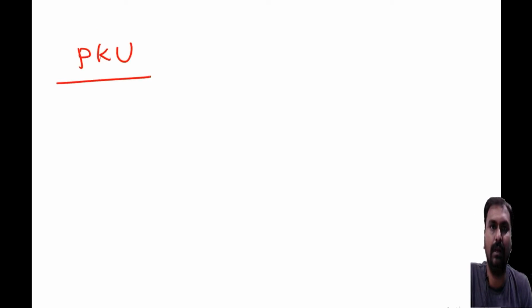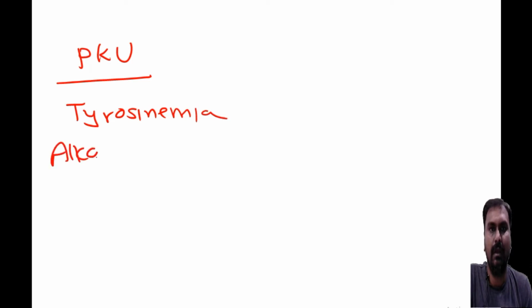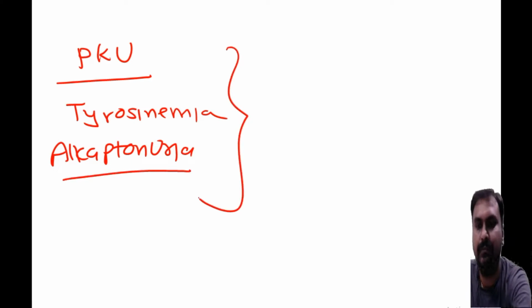Now, what are the disorders associated with phenylalanine and tyrosine metabolism? One very important disorder is phenylketonuria. Then tyrosinemia and alkaptonuria. Okay, so now we will see the metabolism of phenylalanine and tyrosine.